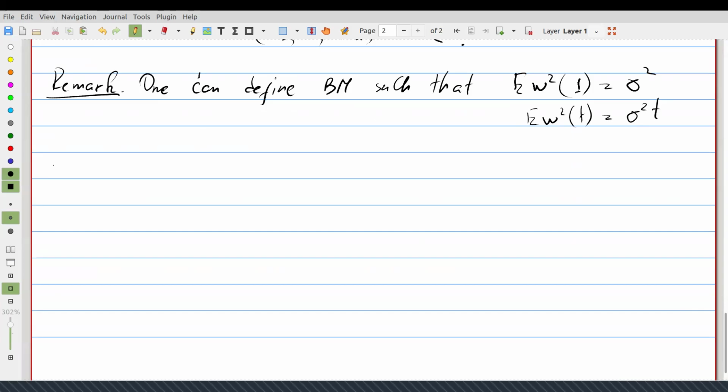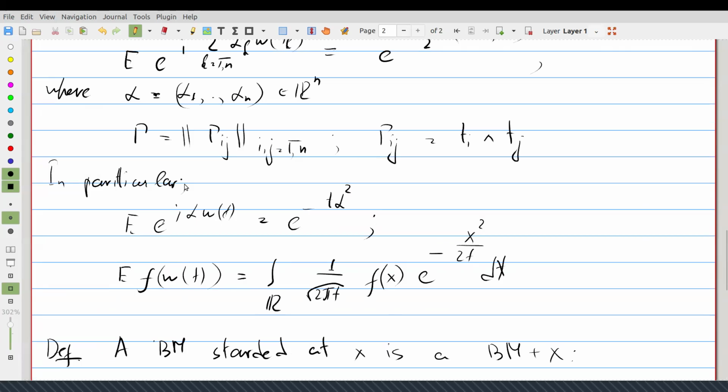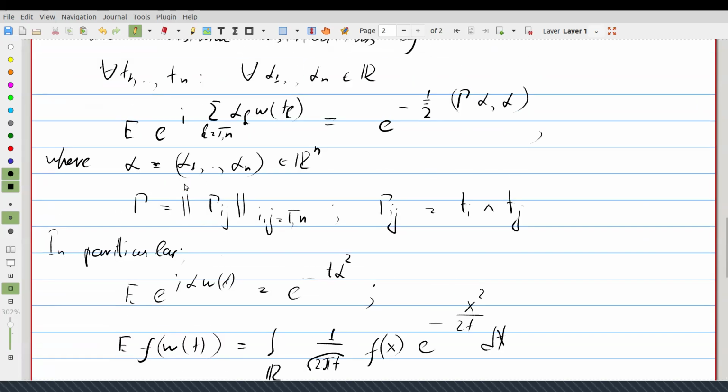So I suppose that we are... Can you hear me well? Yes. Can you please go up to the characteristic function? Don't we have to divide by 2 here in the exponent? Oh, yes. Obviously. Thank you.